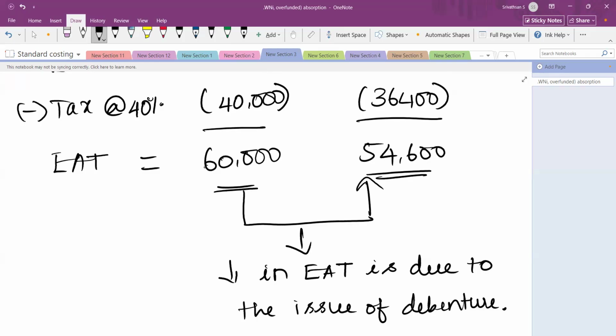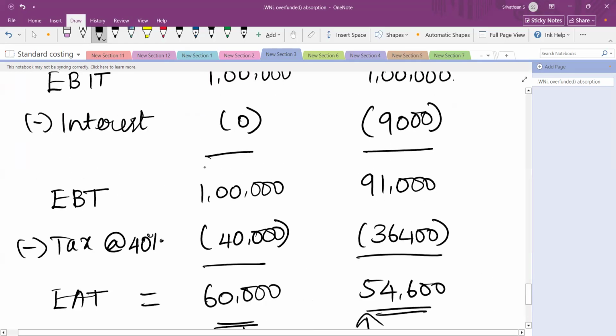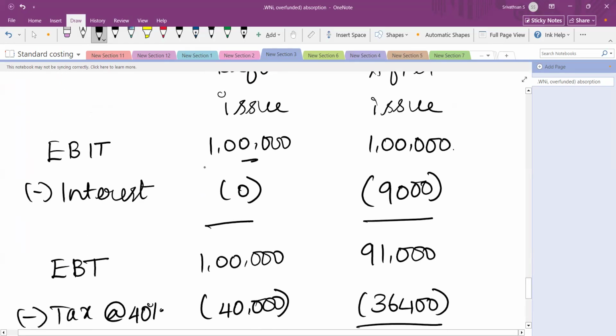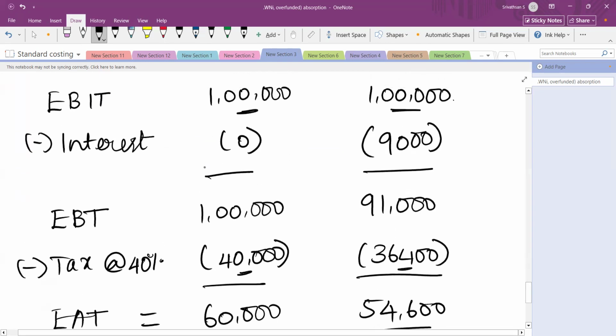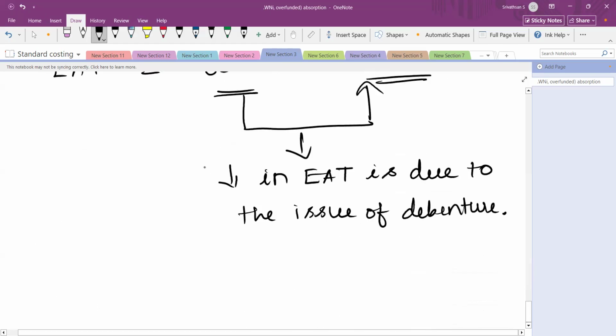have changed, assuming EBIT and tax rate had remained the same, which means here before the issue of debenture also, EBIT of the company is 1 lakh. After issue also, it is 1 lakh. Before issue of debenture also, tax rate is 40%. After issue also, tax rate is the same 40%, right? So there is no change in the EBIT and there is no change in the tax rate. So the decrease in profit is caused due to the interest expense, because before the issue of debenture, the company had no interest expense, but after the issue of debenture, the company is paying an interest of 9,000 rupees. So the decrease in profit is due to the issue of debenture, right?